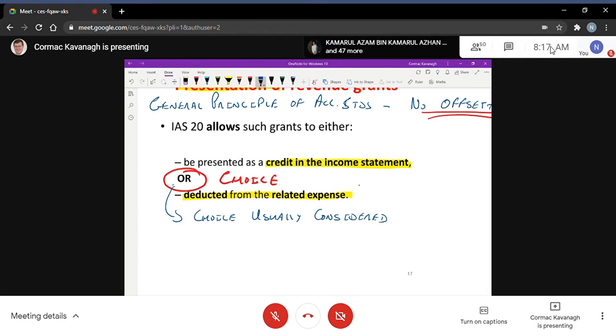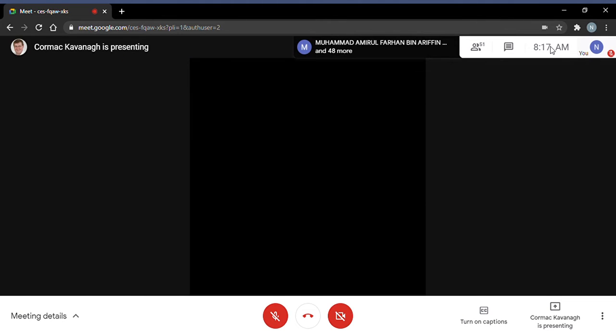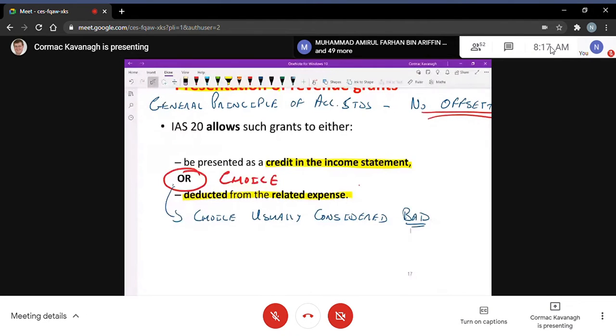So a choice is usually considered bad because it reduces the comparability of financial statements. So you are a shareholder, you have invested in two companies. There is Cormac's Tire Shop and Richard's Tire Shop. Both of them are in the same business and you want to be able to compare them. But the accounting standards allow the companies to adopt different accounting treatments for exactly the same item. So that reduces comparability. But it's allowed in this standard, so just recognize this.